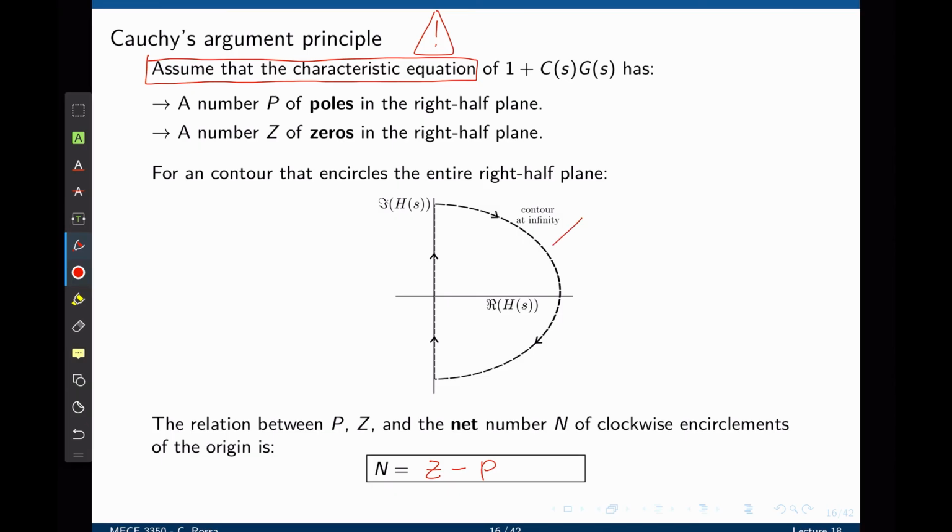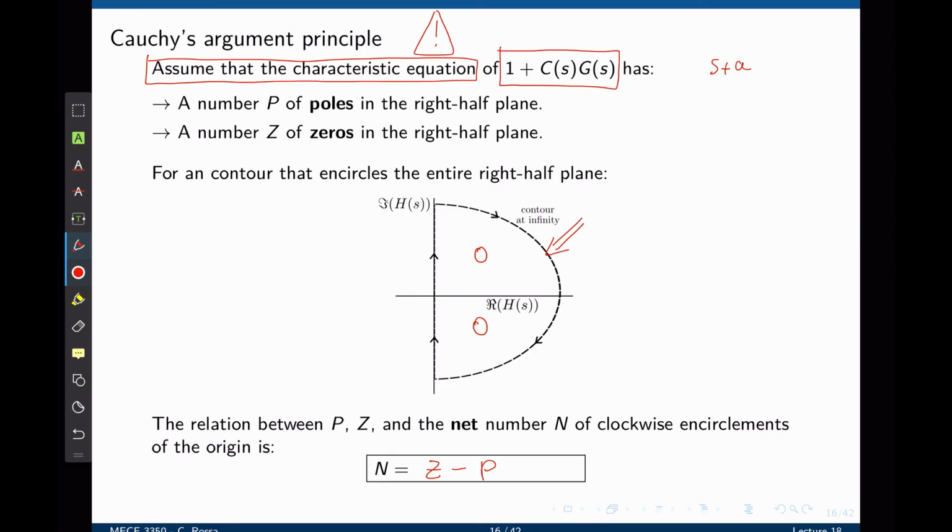And again, we are defining the contour at infinity that encircles the entire unstable region. Now, if this is the characteristic equation of a transfer function, what makes the system unstable? The system would be stable if you have no zeros inside here. Remember that the zeros of the characteristic equation are the poles of the closed loop transfer function.